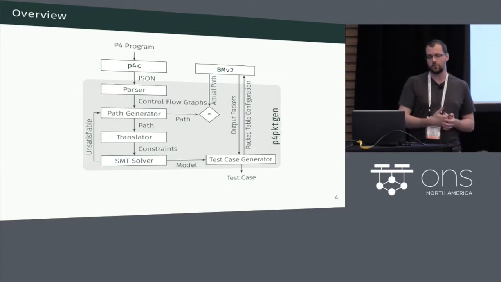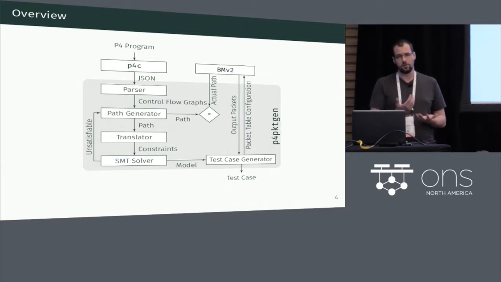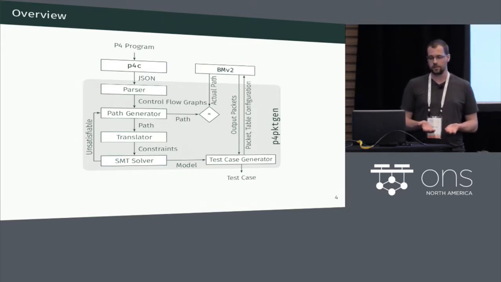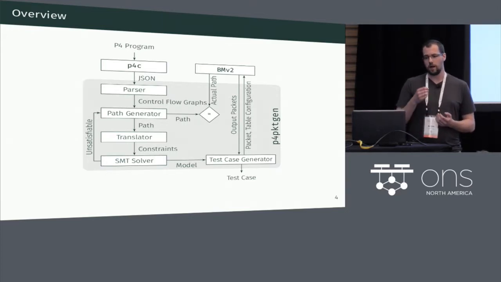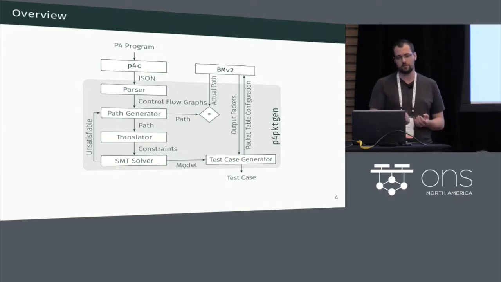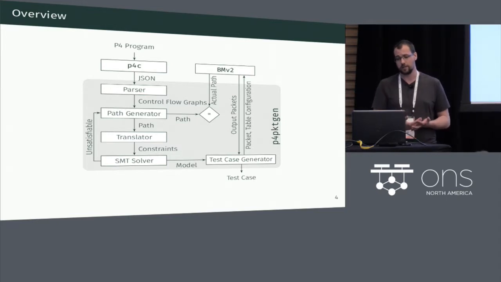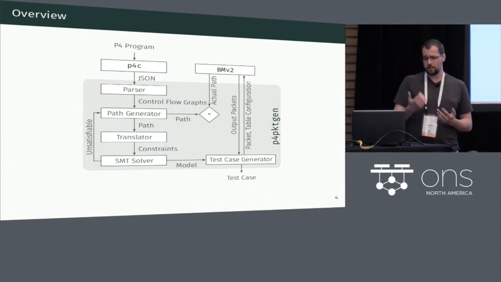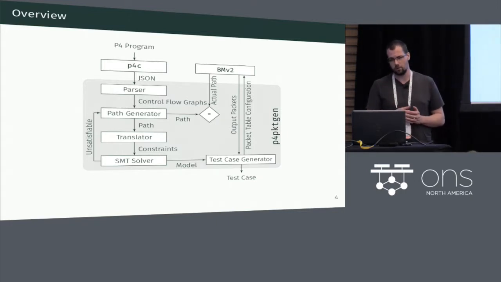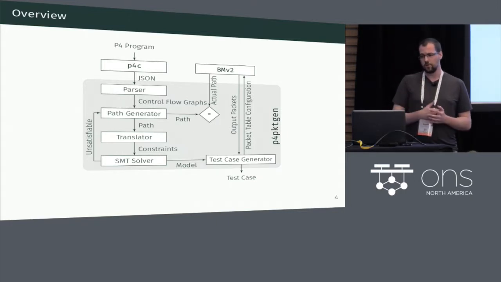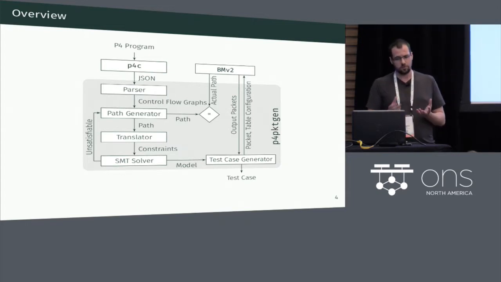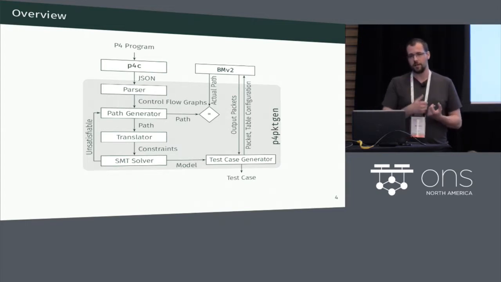We then send those constraints to the SMT solver, and the solver will either tell us that the constraints are unsatisfiable, in which case we know that no packet exists for that path, or it will give us a variable assignment that we can use to generate test cases. We can then sanity check the test case that we generated by sending it to BMV2, which is an open source software switch for P4, to make sure that the path that our test case is taking corresponds to the path that we want.